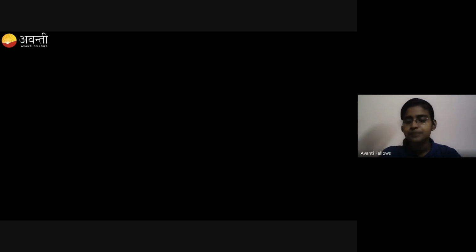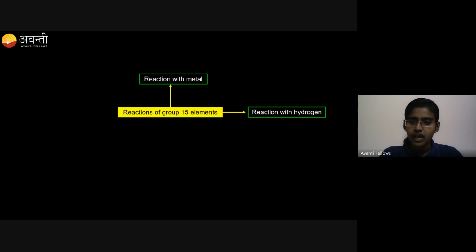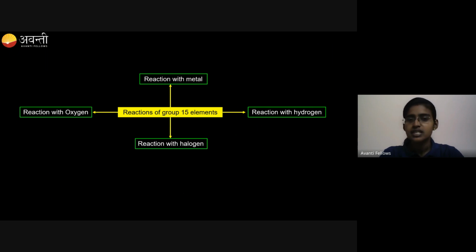Now I'll go with the second chemical property. First, we have seen the oxidation state. Now coming to the general chemical reactions of group 15 elements. All the group 15 elements can react with metals, hydrogen, oxygen, and halogens. I will discuss each separately. So these 4 are the chemical reactions for group 15.